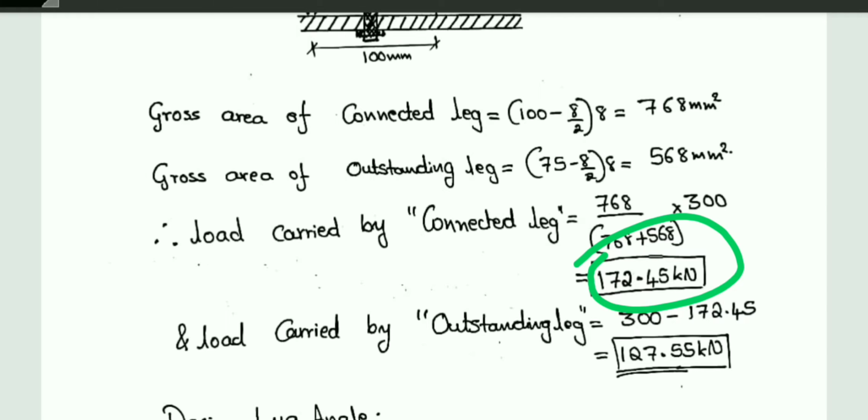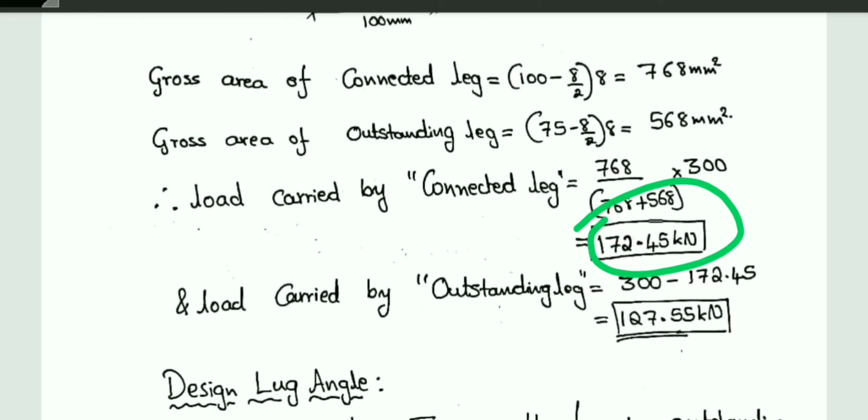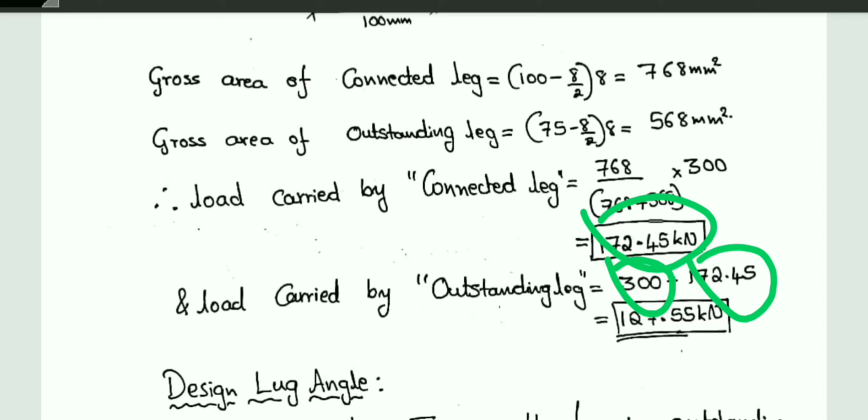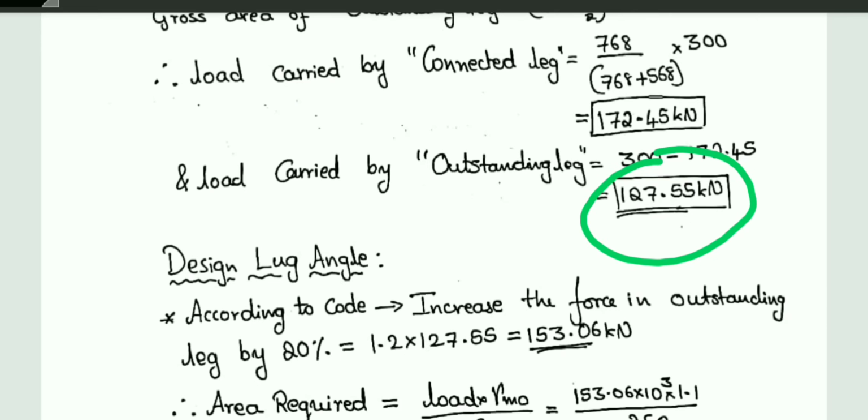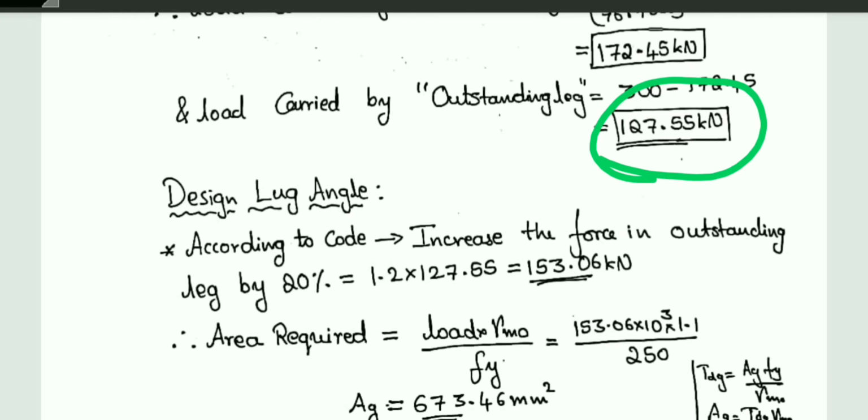So what is the load transferred by the outstanding leg? Total is 300 minus 172. 172 is the connected leg. Remaining is 127. If 172 is carried by the connected leg, the remaining load will be transferred by the outstanding leg, that is 127.55 kilonewton. Okay, now let us go for the design of the lug angle, that is selection of the member.